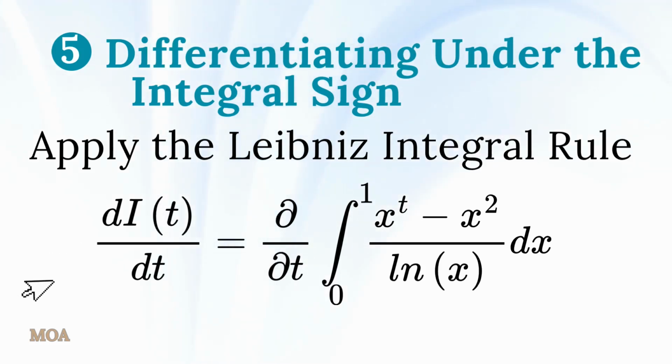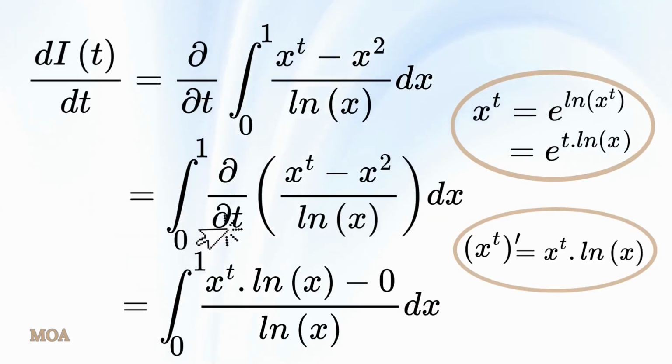By Leibniz's rule, since the integration bounds are constant, we can safely move the derivative operator inside the integral sign. This brings the partial derivative directly into the integrand. Consequently, the derivative of I with respect to t equals the integral from 0 to 1 of the partial derivative with respect to t of the quantity (x^t - x^2), all divided by the natural logarithm of x, with respect to x.